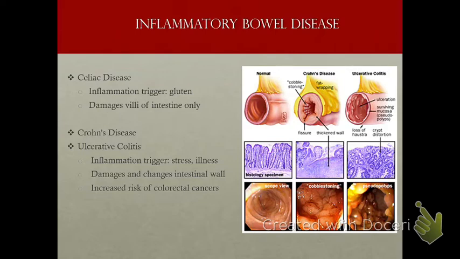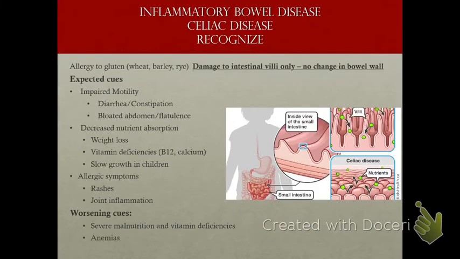They have their own awareness support group. Crohn's and ulcerative colitis, Crohn's and colitis, they are together. They are autoimmune diseases like diabetes or any other autoimmune disease. These two are triggered by general autoimmune things like stress, illness, heat, cold. It actually physically attacks the intestinal wall. Celiac disease only affects the little villi. This actually changes the intestinal wall, and there is an increased risk of colorectal cancers if you happen to have Crohn's or ulcerative colitis.